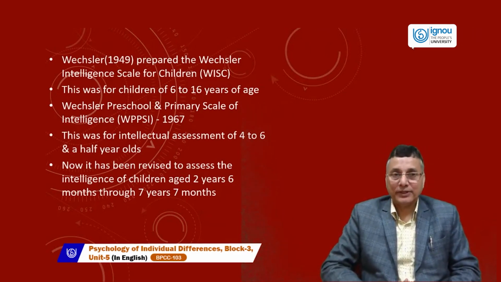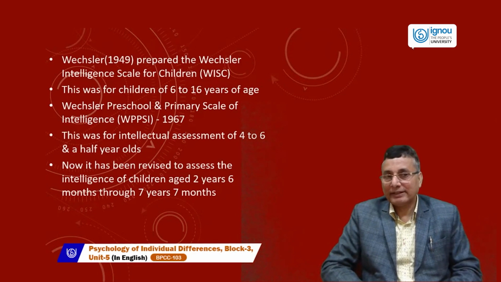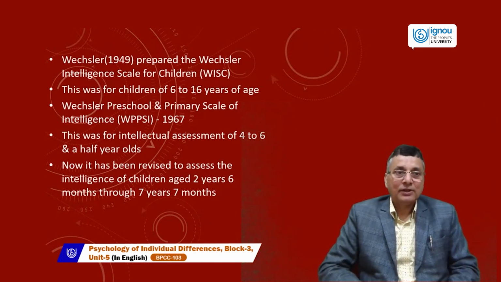So Wechsler has given three scales of intelligence. First one was called WAIS, Wechsler Adult Intelligence Scale. Another was called WISC, Wechsler Intelligence Scale for Children. And the third one was called Wechsler Preschool and Primary Scale of Intelligence, WPPSI.